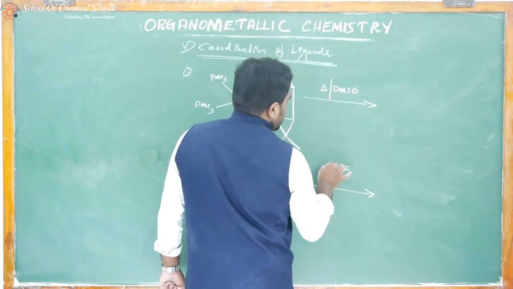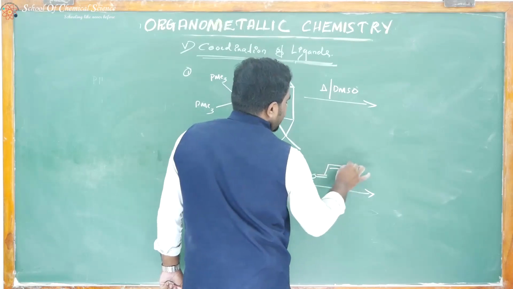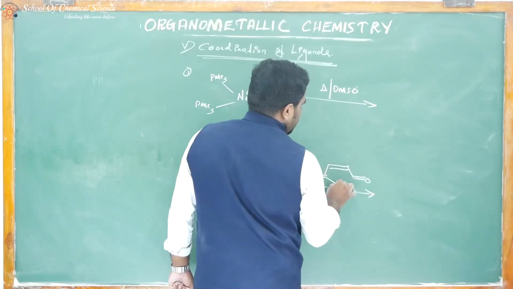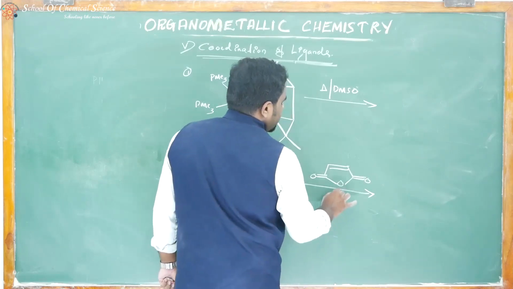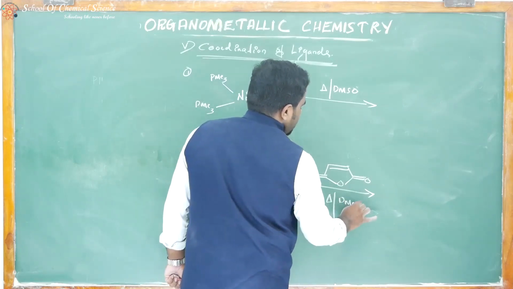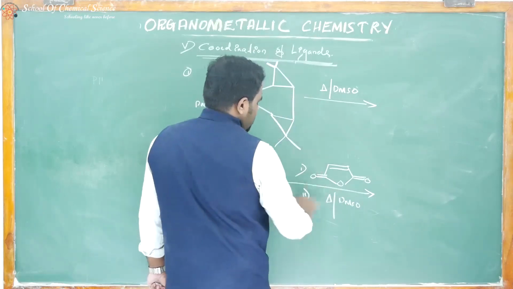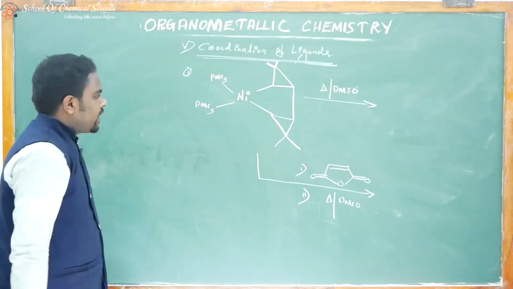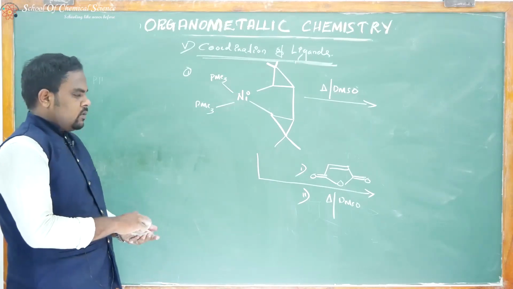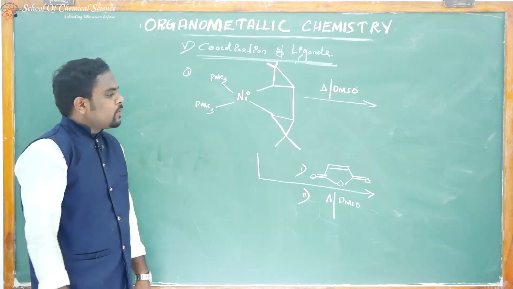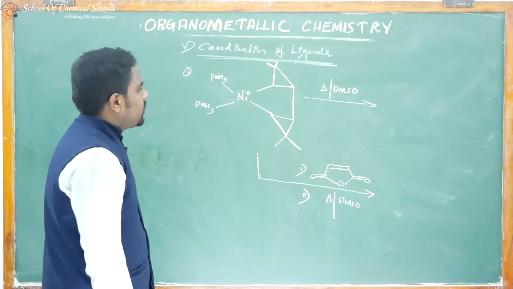First step, coordination with an alkene. Coordination with an alkene. Then heating in the presence of DMSO. First step, second step. So same reactant, two cases. We have to compare the rate. First of all, write the product in both of the cases.